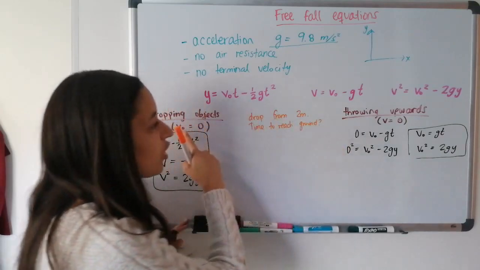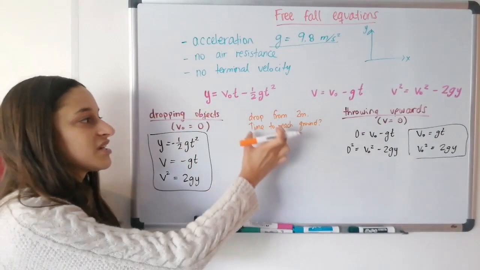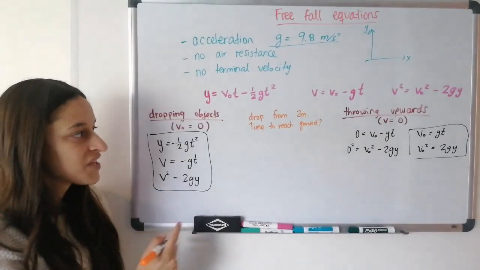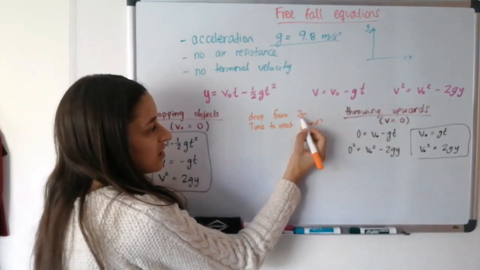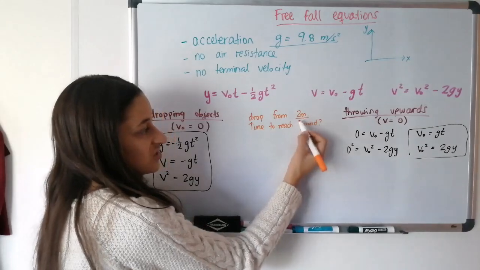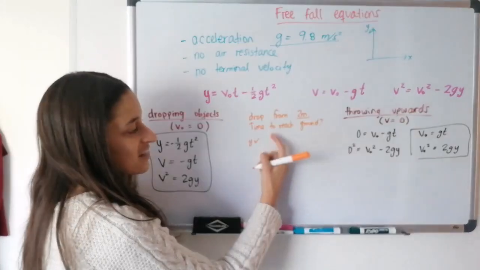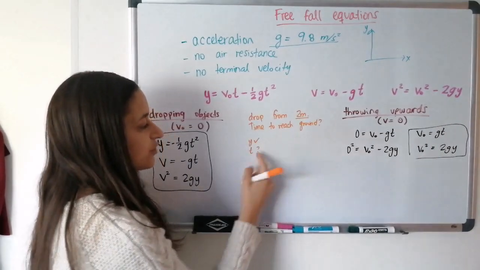Right? So is it drop or throwing upwards? It's dropped. It says the word drop. So we're going to use one of these three equations. And now the question gives me 2 meters, which is the height. So we have y, and it asks for a time. So we're looking for a time.